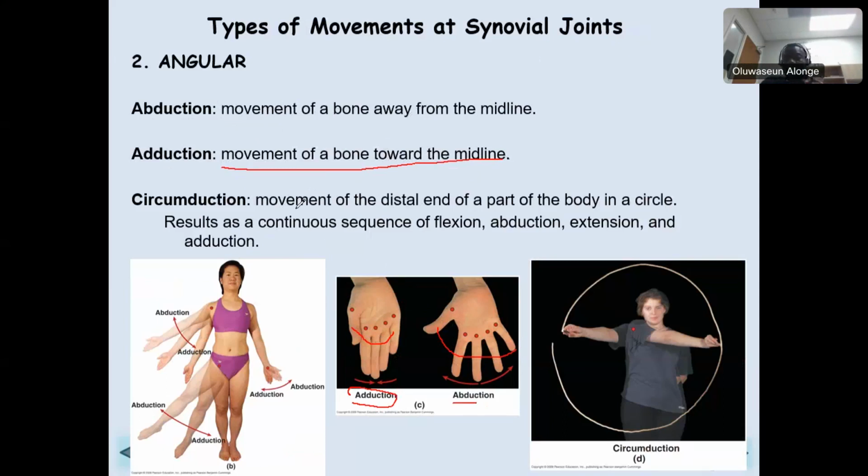Now, circumduction is simply movement around a circle. The joint that does that in our body is the shoulder joint. You are able to circumduct your shoulder joint.